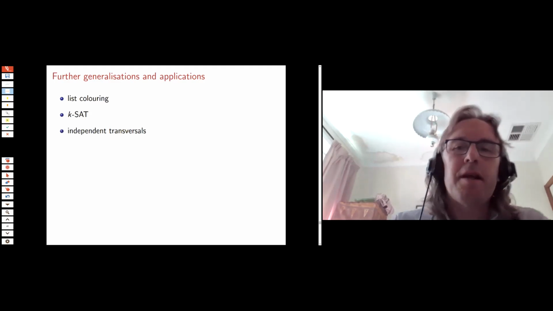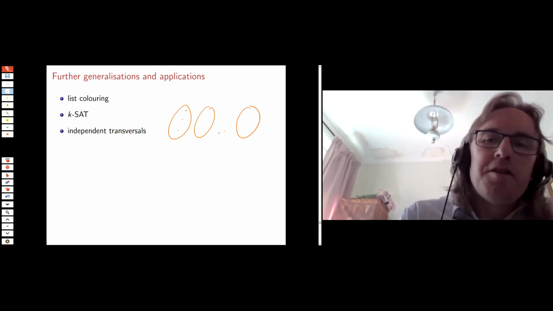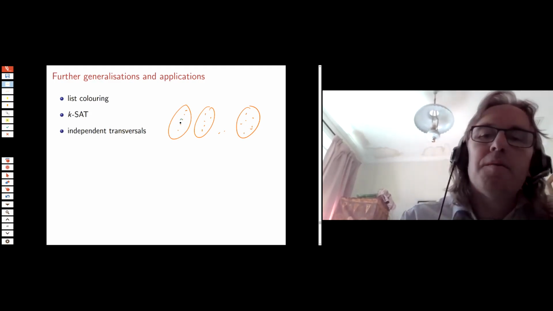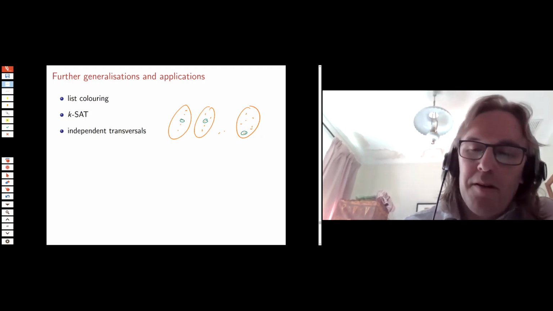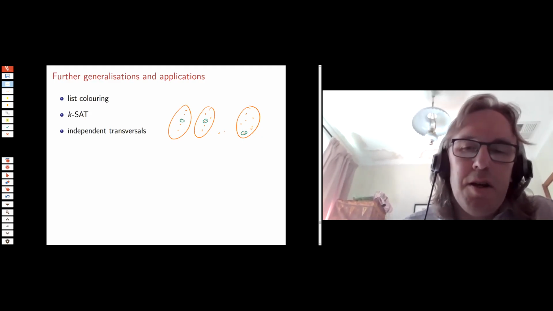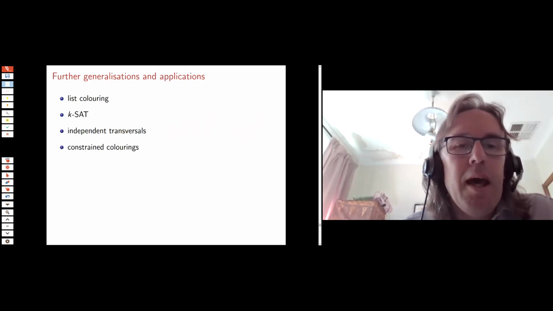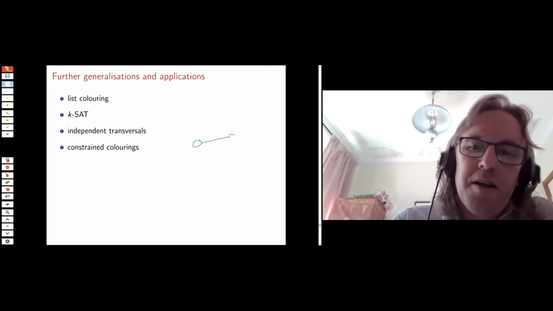Independent transversals is another very useful concept. What does this mean? You have a graph and you have a partition of the vertex set, and each part has got lots of vertices compared to the degree of the graph. And then the theorems say that you can always find an independent set with exactly one vertex in each part. That's called an independent transversal. And our methods prove the existence of independent transversals, and the results are slightly better than what you get from the local lemma. A very closely related topic there is constrained colorings. This is list colorings, but you don't specify the size of the list.